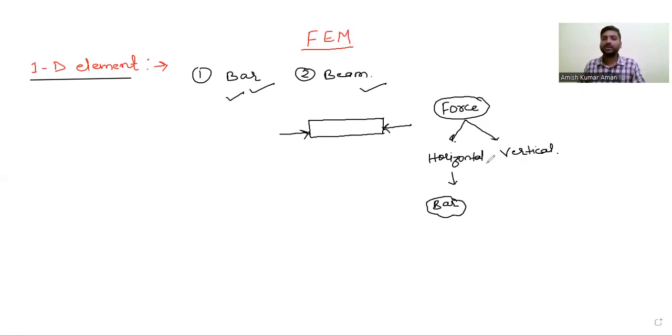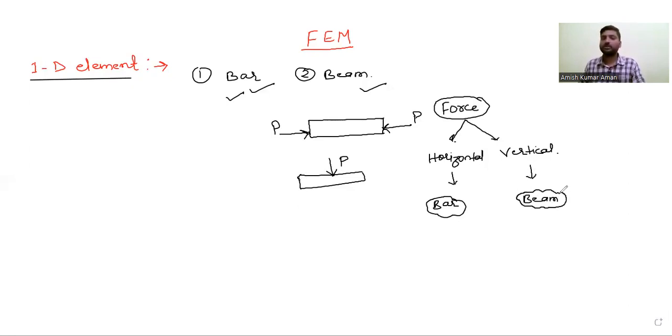But if we apply the vertical load, suppose this is the member and we are applying the load like this, let's say this is P load, right? Then whenever a vertical load is applied on this type of member, we will call it a beam element.